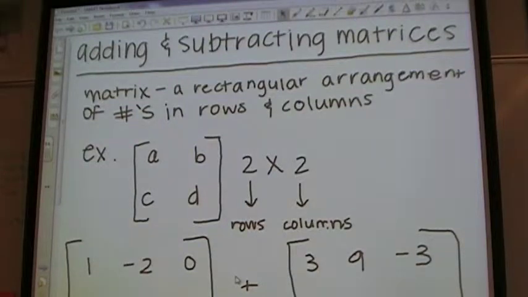And this is adding and subtracting matrices. This should look familiar, as we've done it before. Write down the definition of a matrix. A matrix is a rectangular arrangement of numbers in rows and columns.